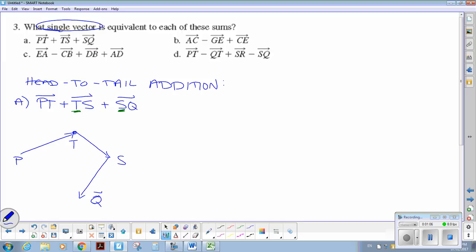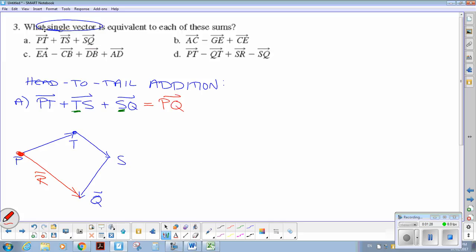And I mean, it's arbitrary. It doesn't really matter what your picture looks like, because no matter how you draw it, your answer, or your resultant, will be where you started to where you finished. So that's your resultant vector right there. So that means that PT plus TS plus SQ is simply the vector PQ.